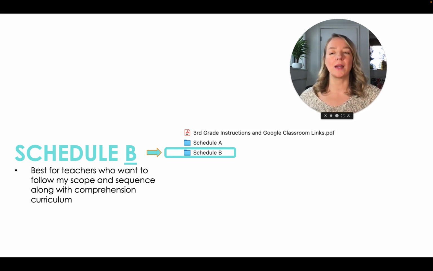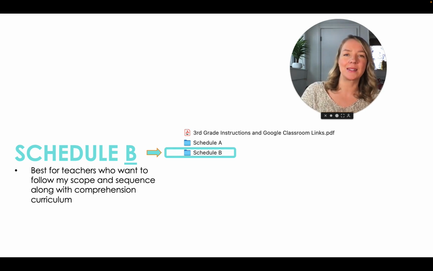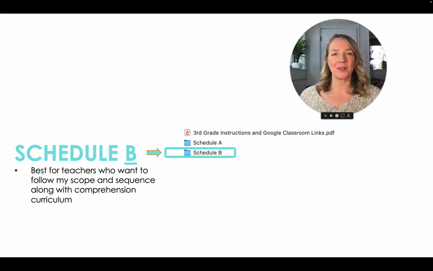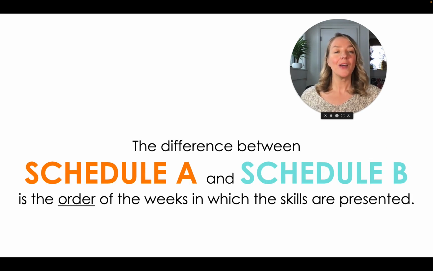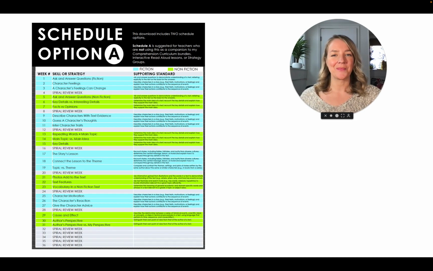It's following the same scope and sequence for the units that I introduce in the same order, so that you can be doing your daily quick reads at the same time that you're doing your interactive read aloud and your reading strategy groups. Now, both Schedule A and Schedule B have the exact same material. The difference between Schedule A and Schedule B is simply the order of the weeks in which the skills are presented. So here's an example, here's me showing you what Schedule A looks like.